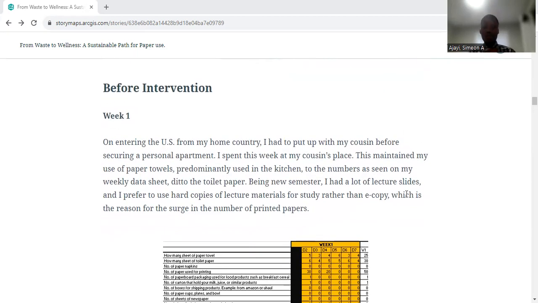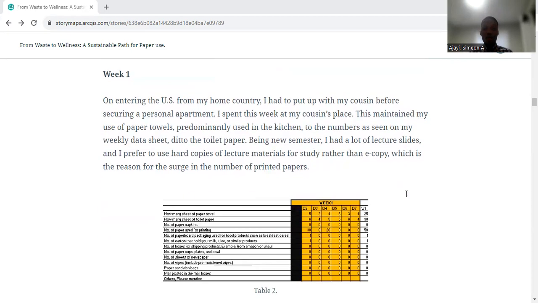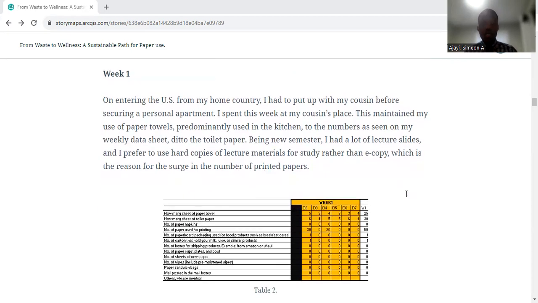This maintained my use of paper towels, predominantly in the kitchen, to the numbers seen on my weekly data sheet. Ditto the toilet paper. Being a new semester, I had a lot of lecture slides as well, and I prefer to use hard copies because that's what I'm used to right from Nigeria. So I had to use hard copies of lecture materials.